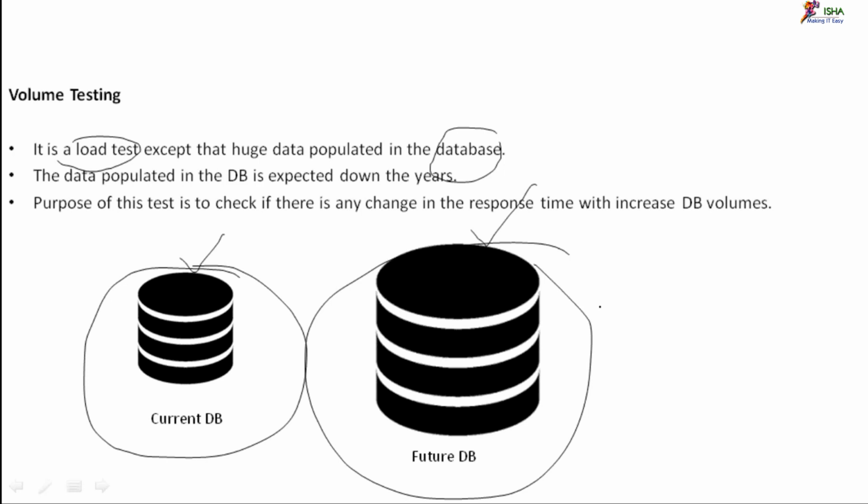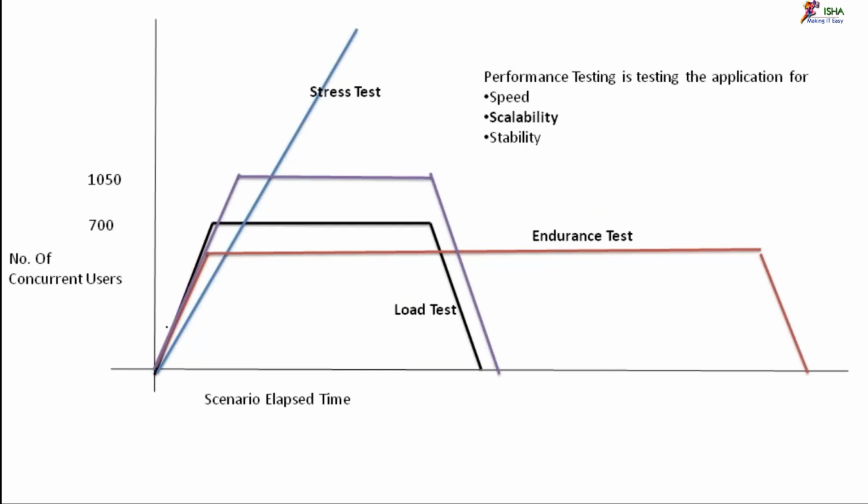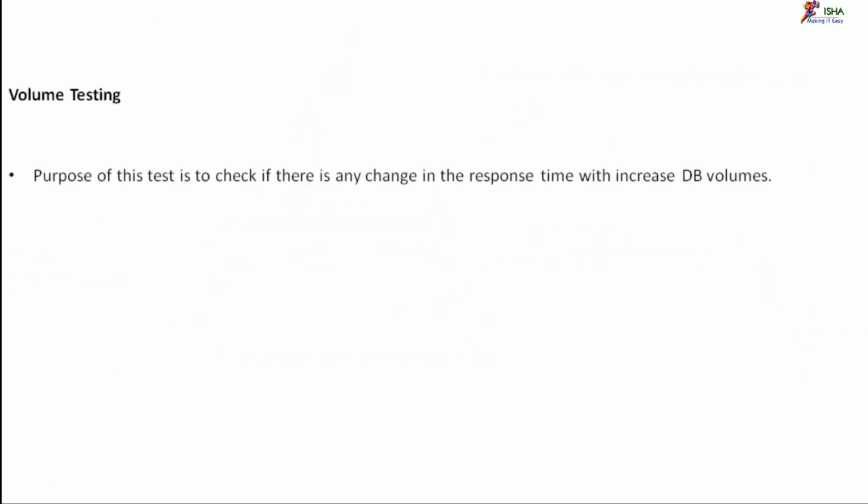700 users, exactly 700 users, nothing less, nothing more. Ideally the response time should not deteriorate much. A little deterioration happens, but it should not be really significant because of the increase in the data in the database. So this is the purpose of the volume test. Again, it is exactly like the load test, which is done with 700 users. Again, this is an optional test because that will happen sometime in the future.